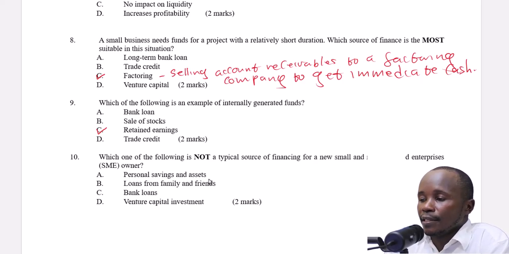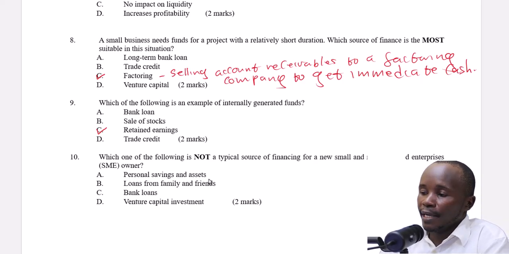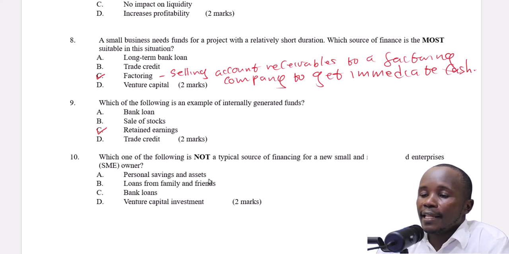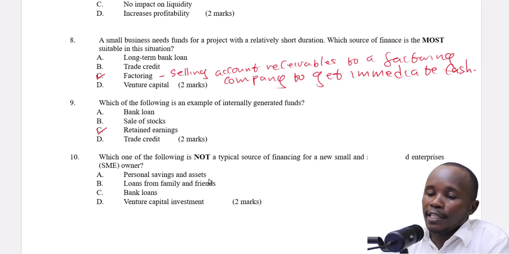Personal savings and assets. Of course, for small business enterprises, the owner will first use personal savings to start the business. So that is a source of financing. Loans from families and friends. This SME can obtain loans from their families and friends. Venture capital investment. This is where people give you money, and in return they own part of your business. It's possible. But the least common source of finance is bank loan.